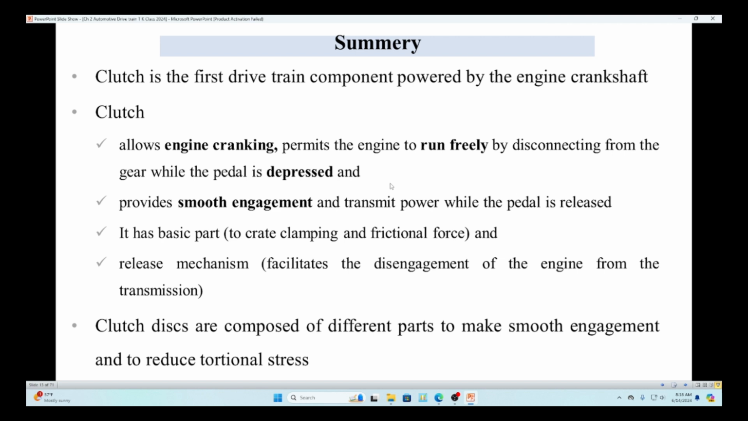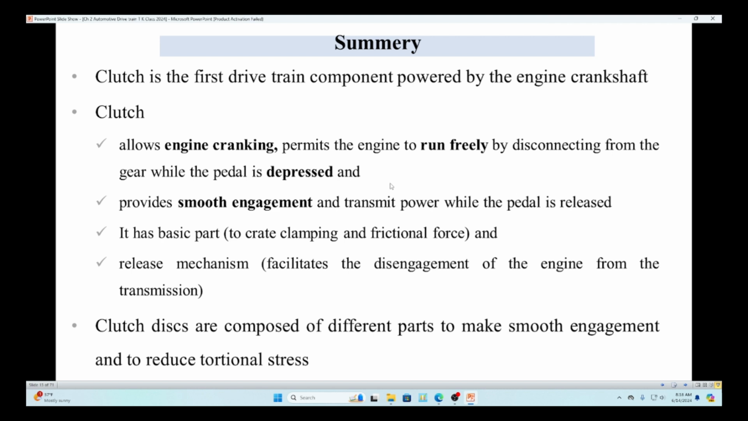Sometimes what will happen in real conditions, when we forget to depress the clutch pedal and apply the brake, if the gearbox is in first gear or second gear, the engine will automatically turn off. That means if we depress the clutch pedal, the engine can move freely, and the gearbox side will be stationary by means of the brake system.